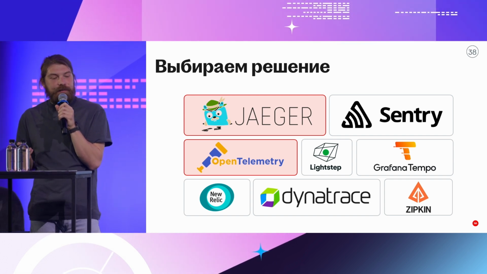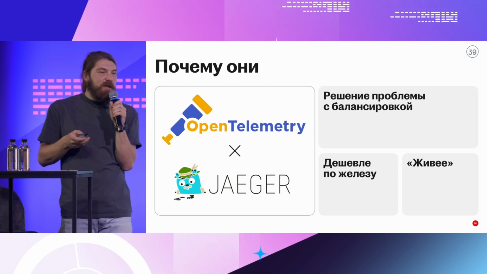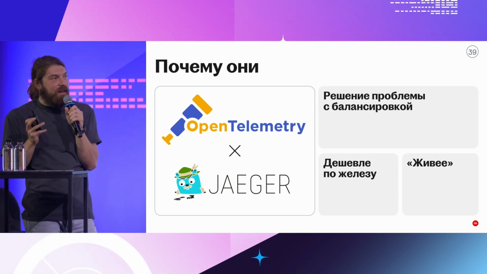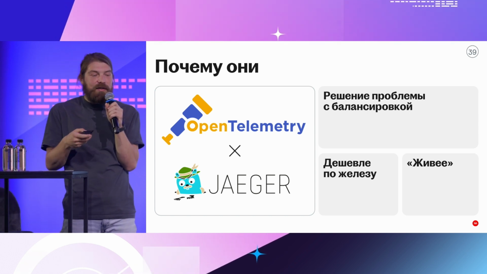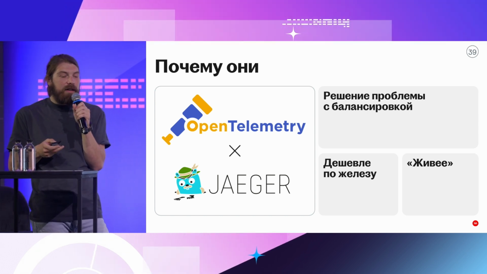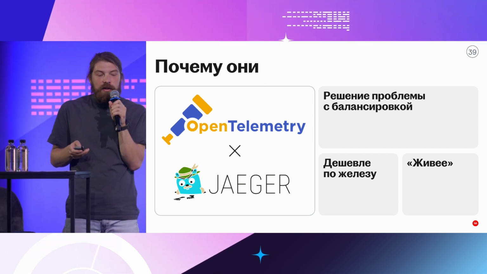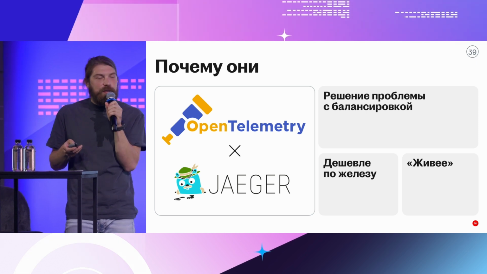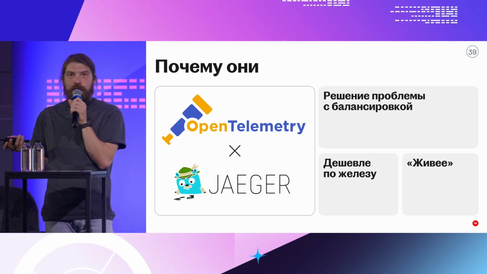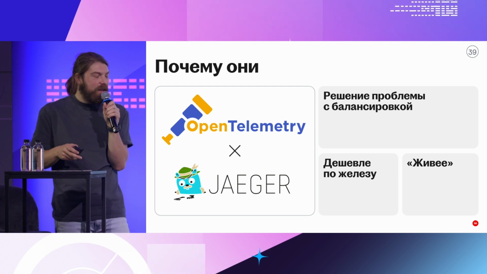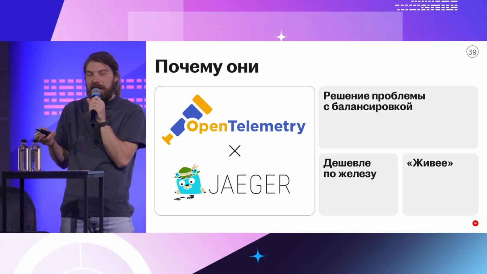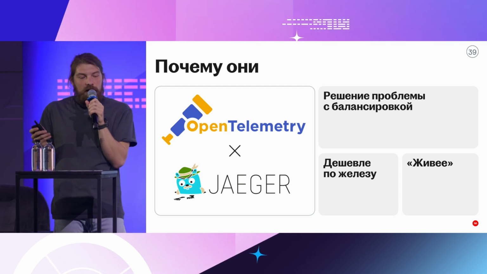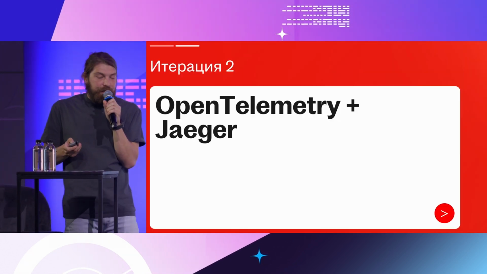This time, we replaced the Zipkin backend with Jaeger. The reasons for the choice were very similar. And again, we wanted to have an open source solution. Of the advantages of Jaeger compared to Zipkin, one was that it allowed us to solve the balancing problem. And also, it was a bit less expensive in terms of hardware. Also, we took a look at where the community was going, and OpenTelemetry was mostly recommending to use Jaeger as a backend. And we decided that it was worthwhile trying.